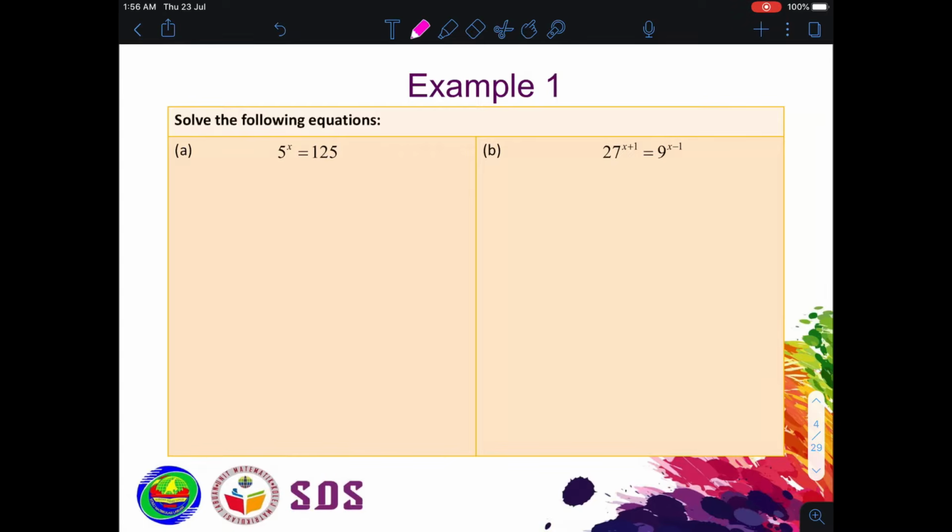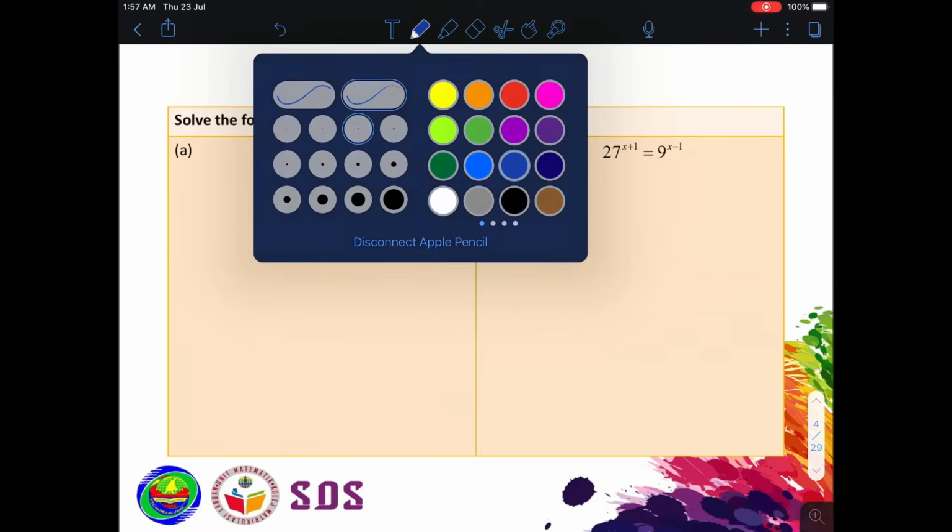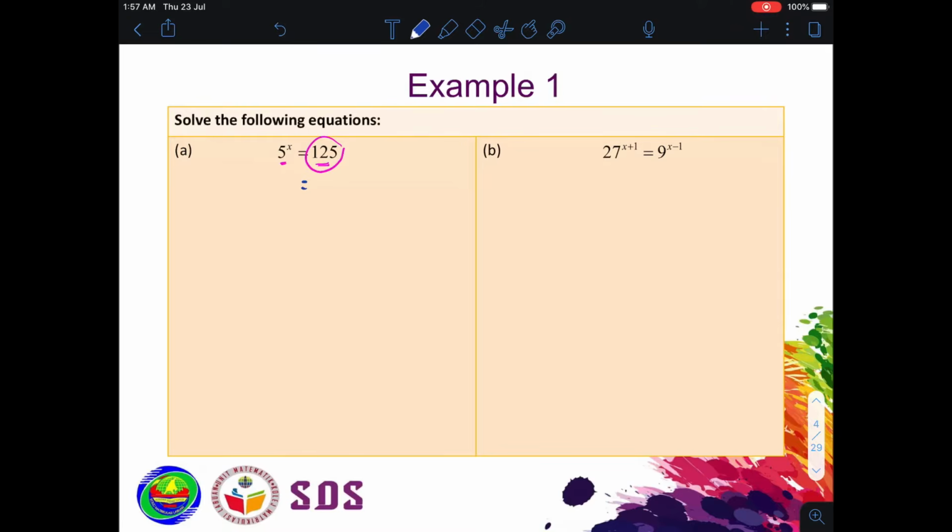So example 1, question A, we have 5 to the power of x equals 125. So here's the thing, we have to make sure that we have the same base for both sides. So you have to think of, on the right hand side here, what number can I change to the same base as the left hand side part. I figure out that 125 is actually 5 to the power of 3. Use your calculator and you're going to get that. And on the left hand side, you just write it down again.